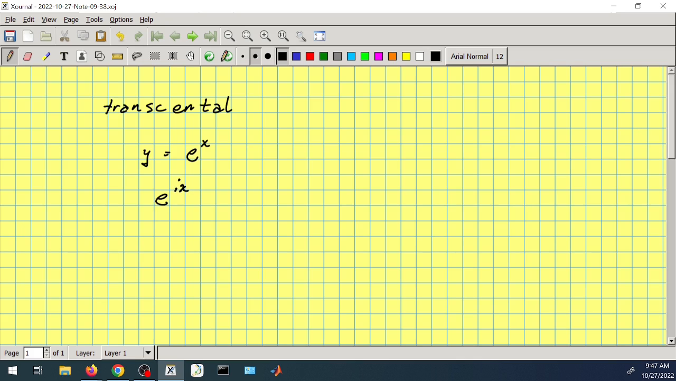What is e to the ix? Says theta. Cosine x plus i sine x, right? And what is e to the minus ix? The same thing, cosine of minus x, which is just cosine x, minus i sine x, which is sine of minus x.